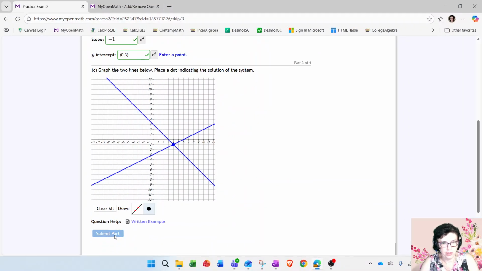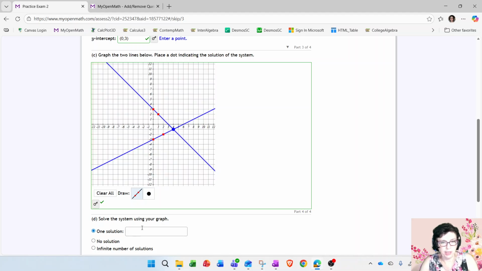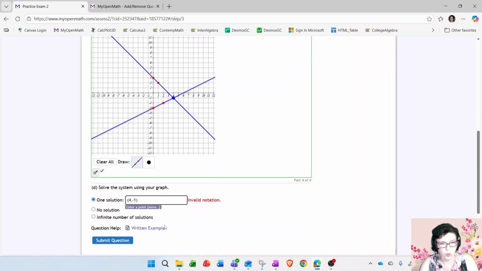Okay, let's submit. Now we can see it's a unique solution, and starting at the origin to get to the point of intersection, you would have to go 4 to the right and 1 down. Therefore, the coordinates would be 4, -1 for one solution.